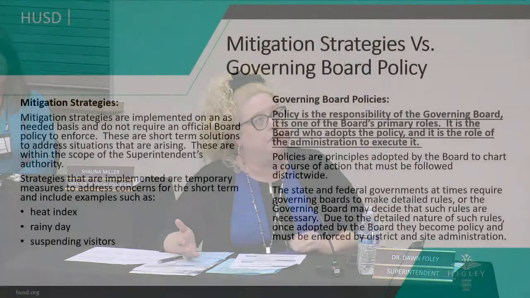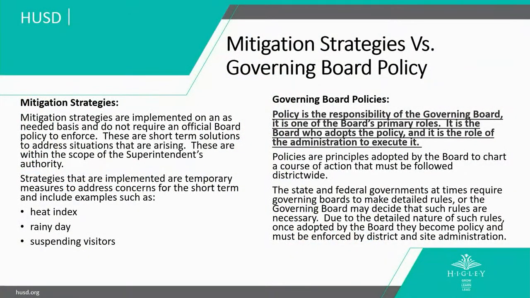And so I wanted to provide a clarifying piece for us tonight so we understand why we are here tonight and what we are talking about: the distinction between strategy and board policy. As you know, our mitigation plan has strategies in it, and sometimes we've had policies that are part of those mitigation plans. Mitigation strategies are simple things that are not permanent. They are not intended to be a policy that governs how to do this. They're meant to be temporary fixes for situations. We have them for things like heat index and rainy days.